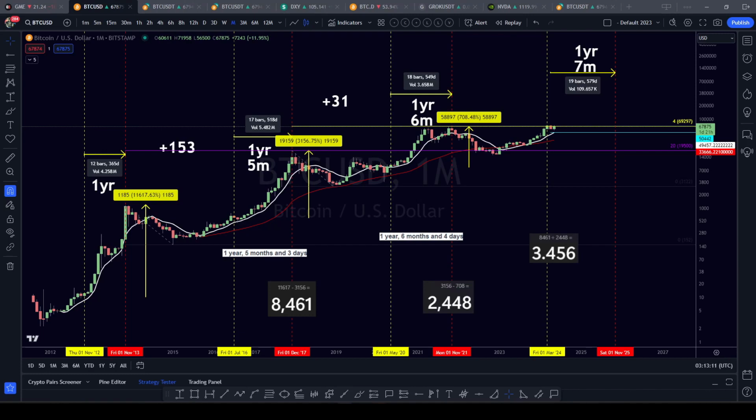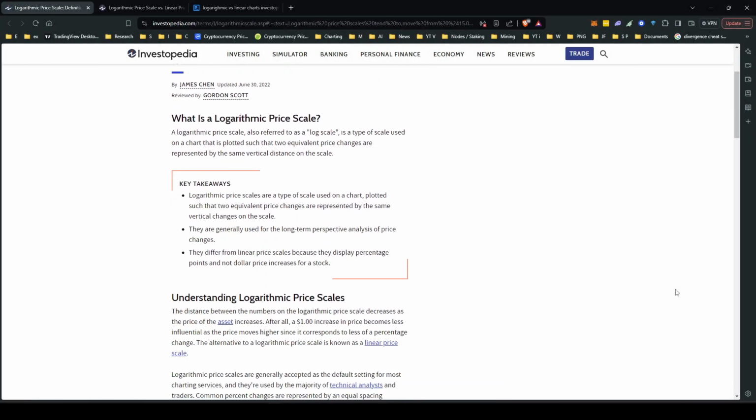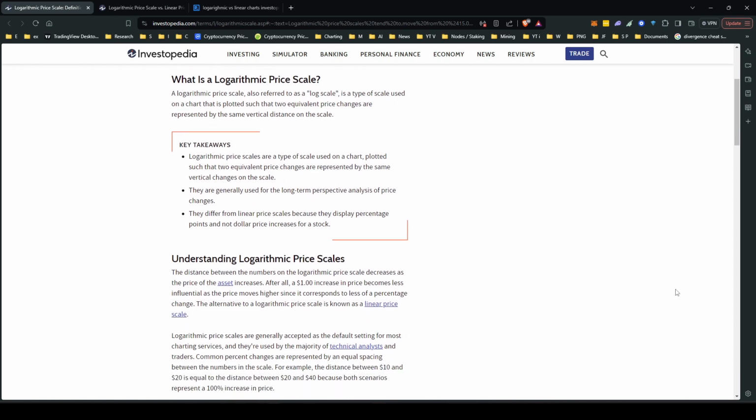This is the Bitcoin logarithmic chart that will show you Bitcoin's all-time high for this bull run, 2025. Ever wonder why some traders swear by logarithmic charts versus regular linear charts? The difference could be the key to unlocking your big next crypto trade.